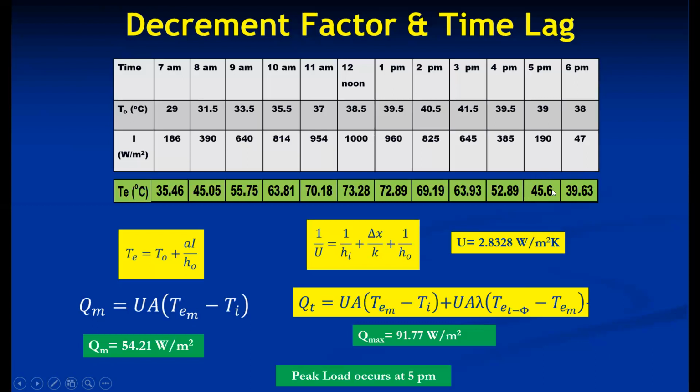So while calculating the heat transfer rate at 5 p.m., we don't have to consider the temperature at 5 p.m. We have to consider the temperature 5 hours before, that is at 12 noon. In this case it coincides, but most of the time you can consider the time according to the timeline. So this is the way we can solve the problem.